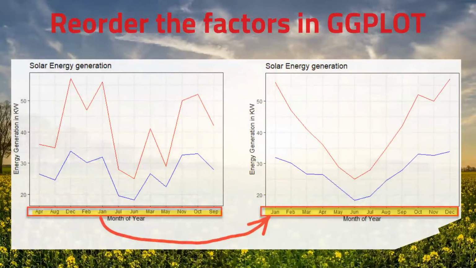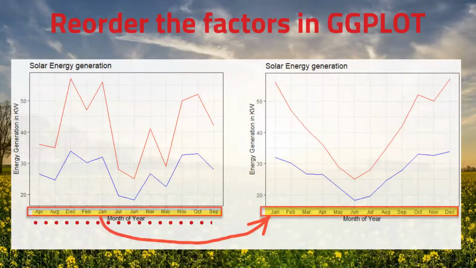Today, we are going to see how we can do proper visualization of our data in R, by reordering the factors in our data. In this example, you can see that the months in the first chart, on the left, are in wrong order, and do not make any sense. The chart on the right-hand side has been fixed, and shows the proper order of the months.